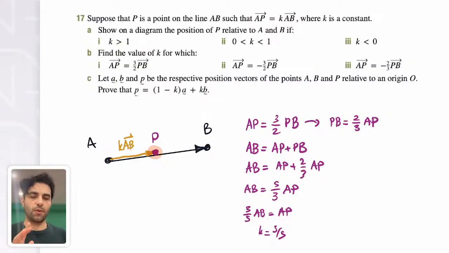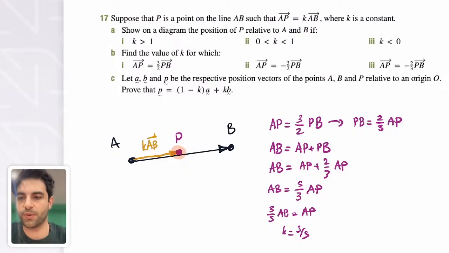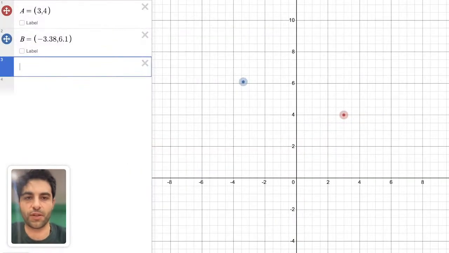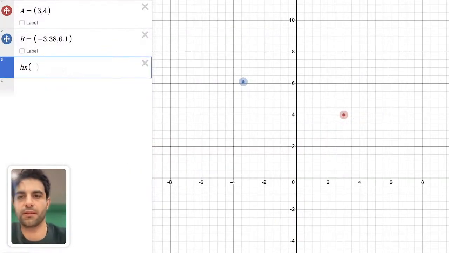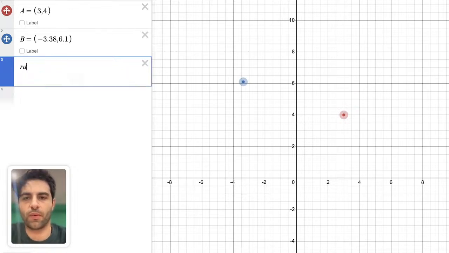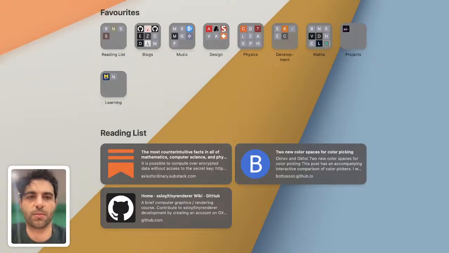Now, just to give you a nice visual of this, because I think it's nice to sort of see what the hell this question is even talking about. So you have AB. We can draw the line from AB. So line or ray, I think. This is segments. Okay, I'm going to go to Desmos geometry.